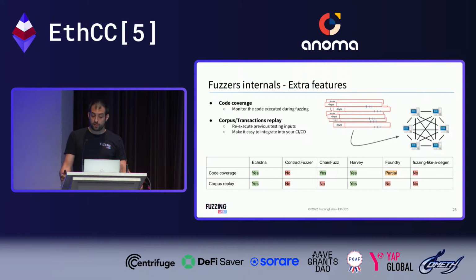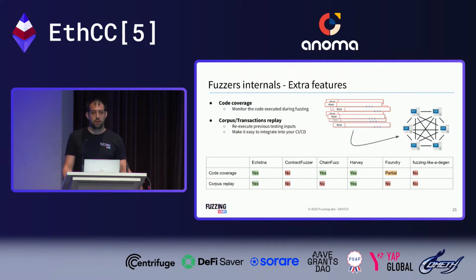For corpus and transaction replay, the main goal is this: you are running your fuzzer, so it will generate a lot of inputs, so it totally makes sense to keep them. Instead of doing that as a one-shot, it's really important to store everything that has been generated, and in the future be able to replay everything and not lose all those execution computations that you have done previously.